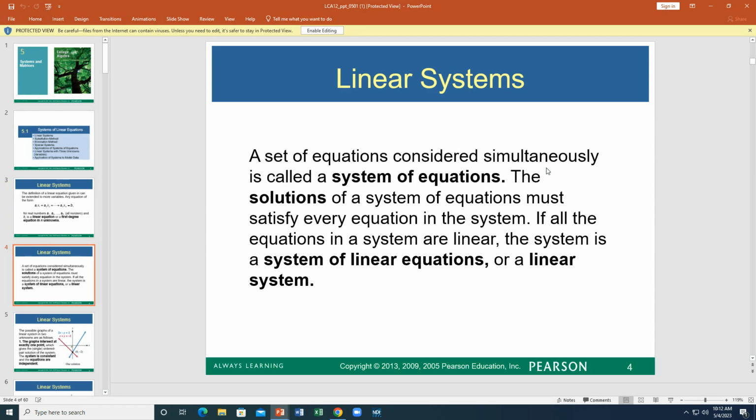Okay, so now this is the definition for the linear system. A set of equations considered simultaneously is called a system of equations. The solutions of a system of equations must satisfy every equation in the system. If all the equations in a system are linear, the system is a system of linear equations. You got it, right?